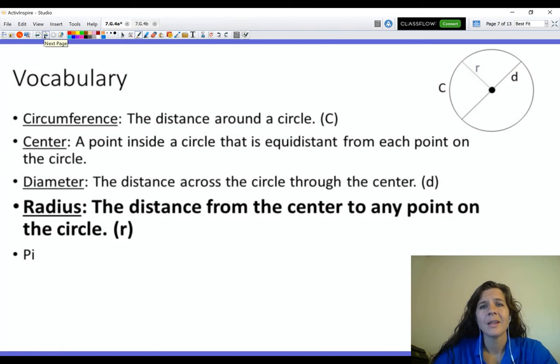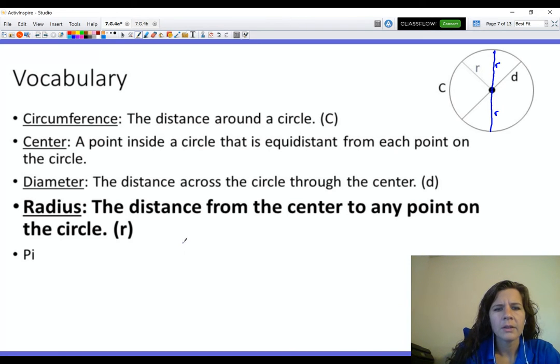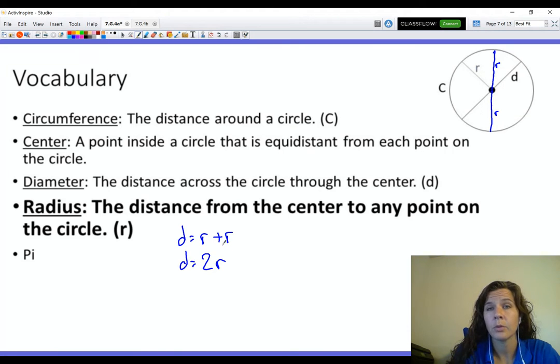Now, radius is kind of like diameter. It has to have the center, but it only goes to one edge. It doesn't go through the center. It stops at the center. So it's the distance from the center to any point on the circle. So that would be a radius. Oh, there's another radius. But look, when I drew the two radii, I drew a diameter. So it turns out that the diameter is just a radius plus another radius, or the diameter is 2 times the radius. Something important to remember.